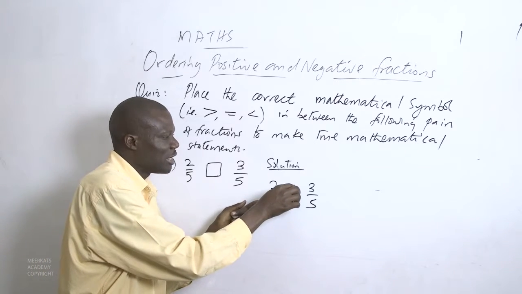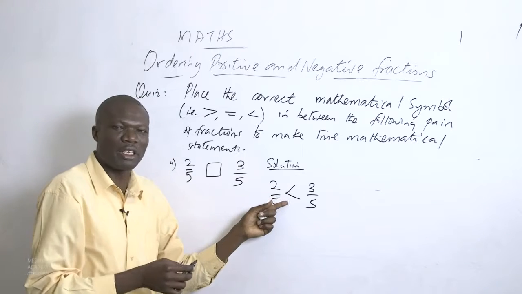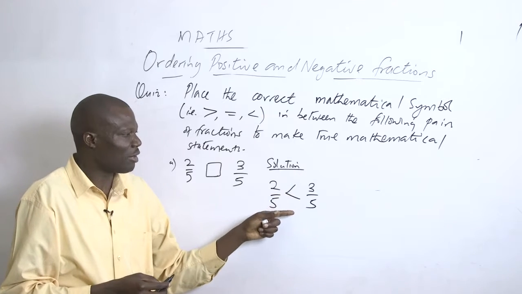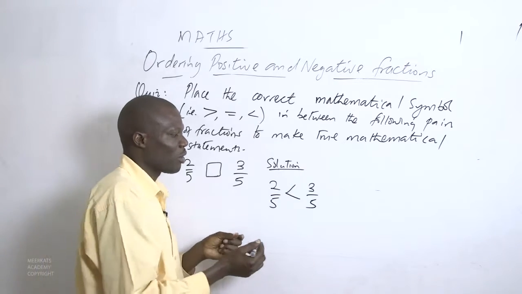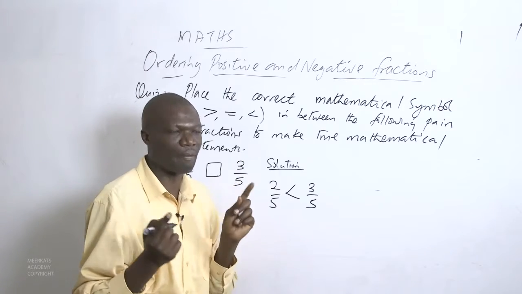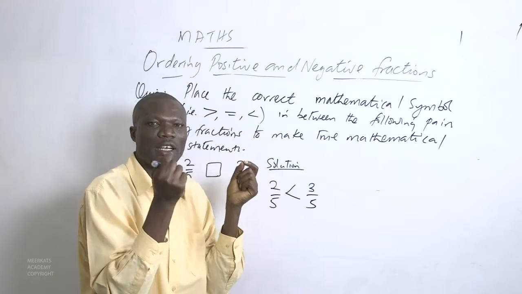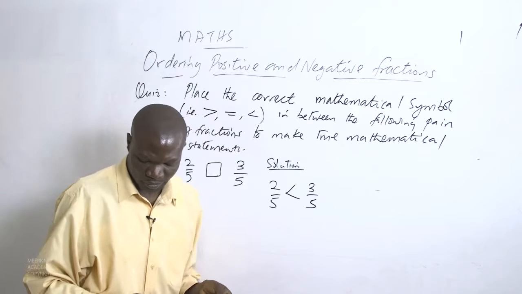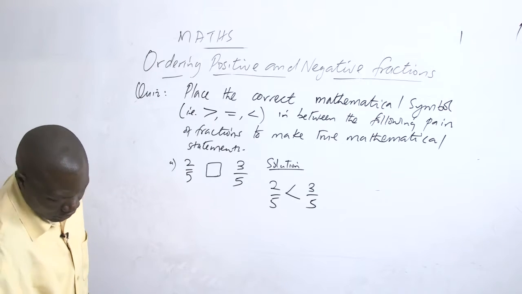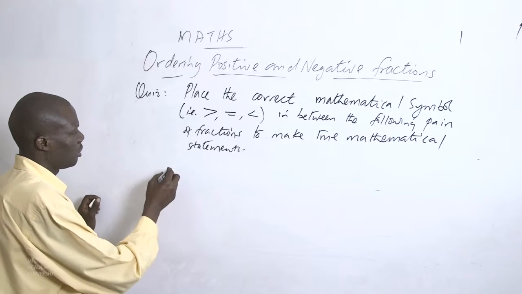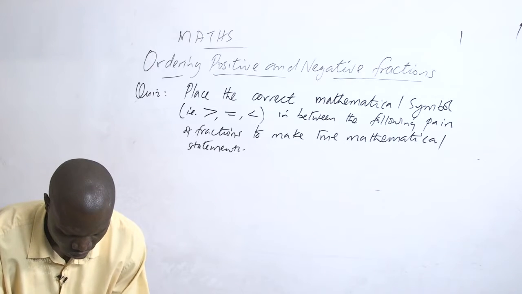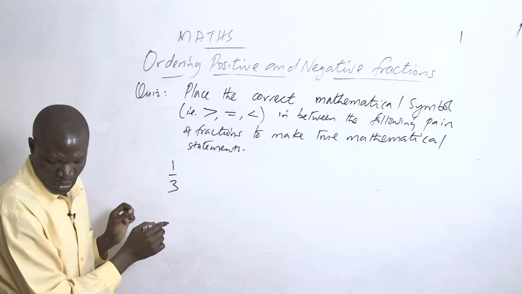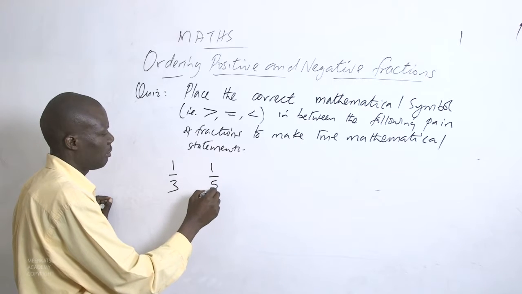So this sign means less than. 2 over 5 is less than 3 over 5. Why? Because the denominators are the same, but the first one has the least value of the numerator compared to the second. Second question, it was 1 over 3 and 1 over 5.